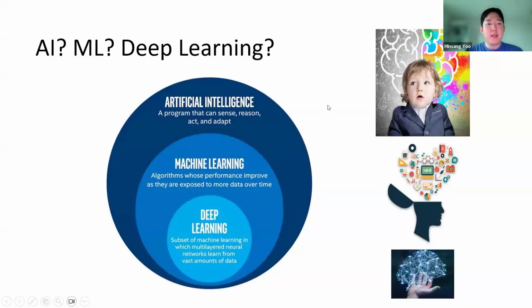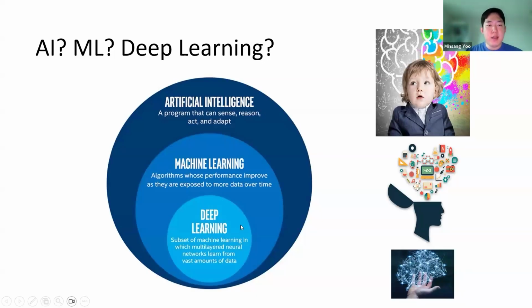Briefly talking about it, machine learning is algorithms whose performance improves as they are exposed to more data over time. So specifically, we're giving lots of data to a machine so it can learn and create an algorithm. And in the future, we use that algorithm to predict any kind of phenomenon.